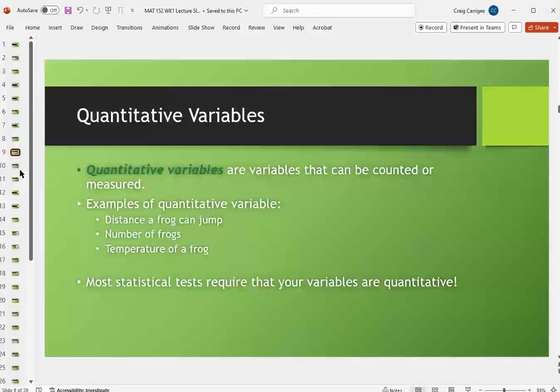Quantitative variables are things that can be counted or measured, right? These are things that are numbers, numerical values that mean something. And so, for example, we can measure the distance that a frog jumps, right? Or we can count the number of frogs. Or we can even pick up a frog and measure its temperature with a thermometer, right? All of these things would be quantitative measurements, numerical measurements that we can compare to other numerical measurements. Now, most statistical tests require that variables are quantitative. We're going to talk a bit about how to analyze some qualitative information throughout the semester, but we'll mostly talk about quantitative results.